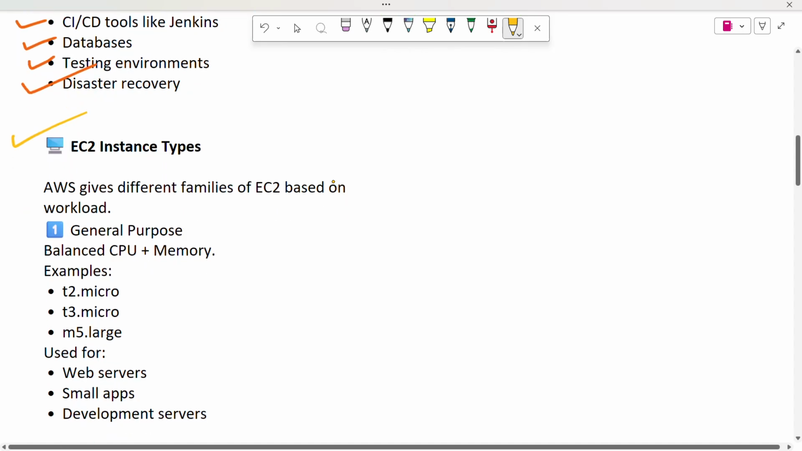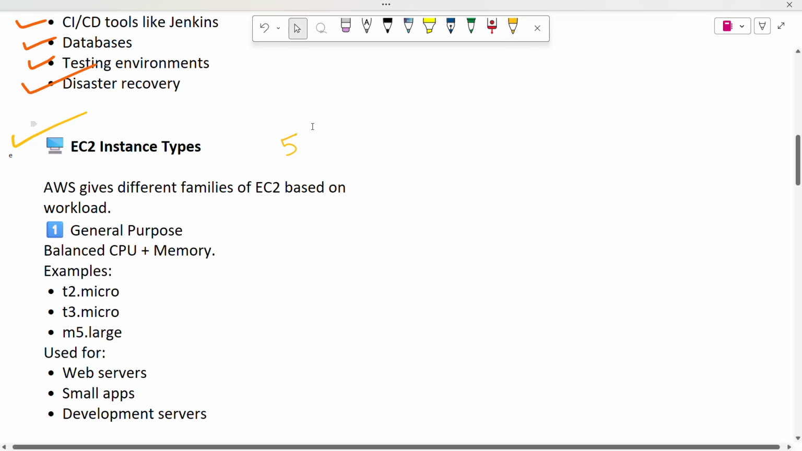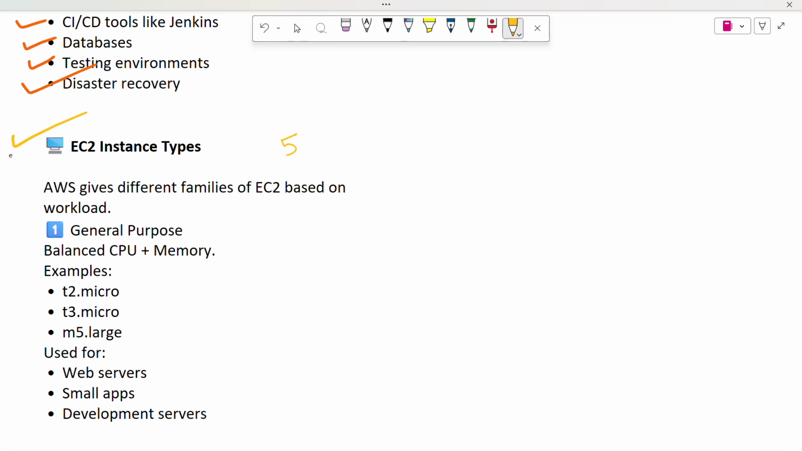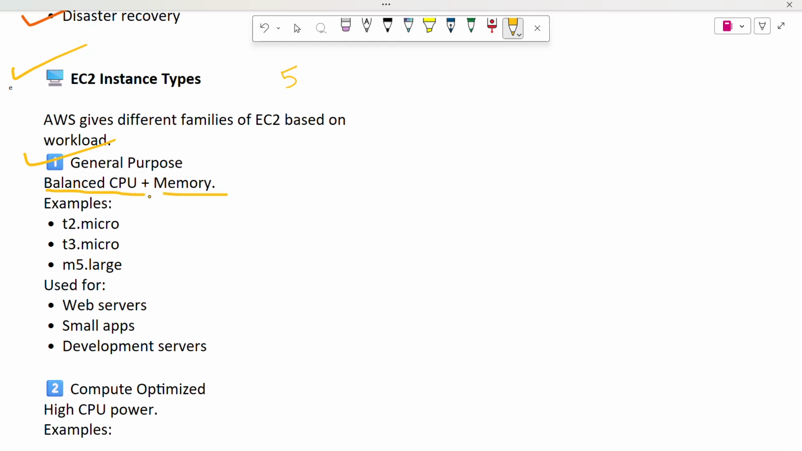Now instance types come in five important categories. When we speak about instances, there are five important instance types. Which are those? The first one is the general purpose instance. What do you mean by general purpose instance? It has a balanced configuration for CPU and memory.